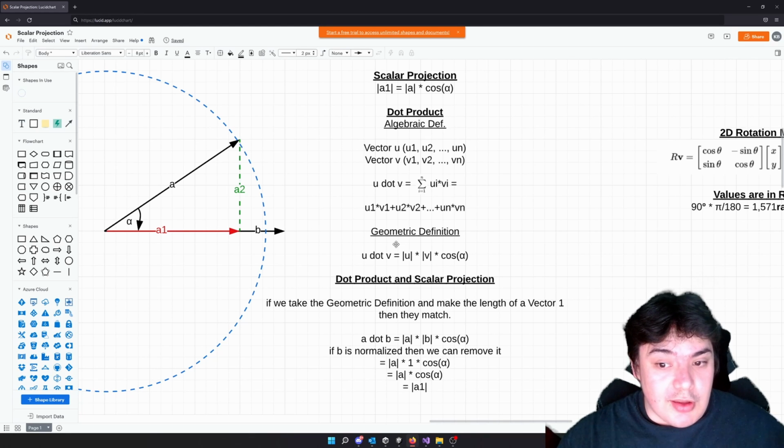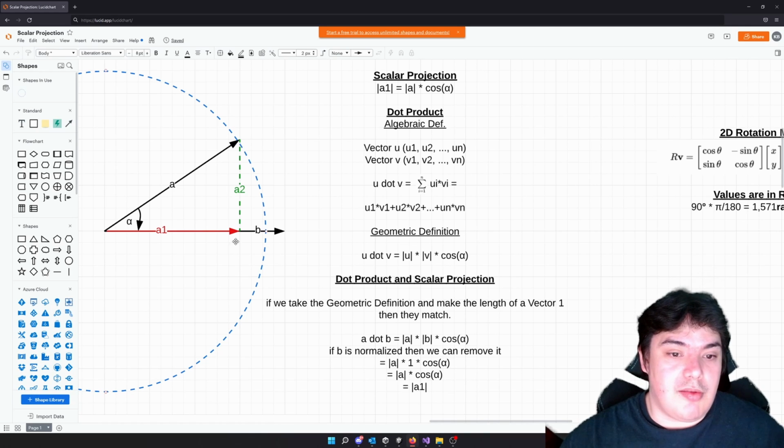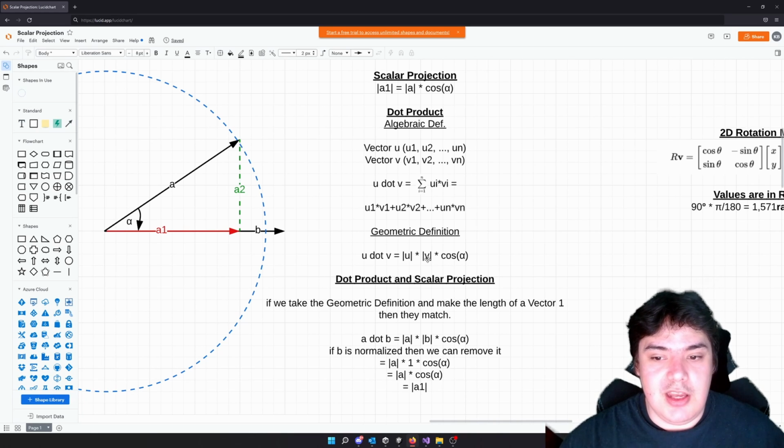Which is interesting because we can control the length of the axis quite easily, because we can normalize the axis. And let's say v is the axis and we normalize the axis, then the length of v is 1. And then the dot product between u and v is the length of u multiplied by 1 multiplied by cosine of the angle between those two.